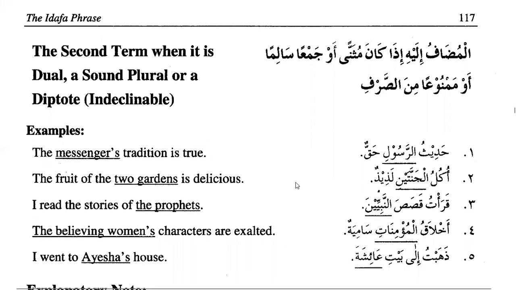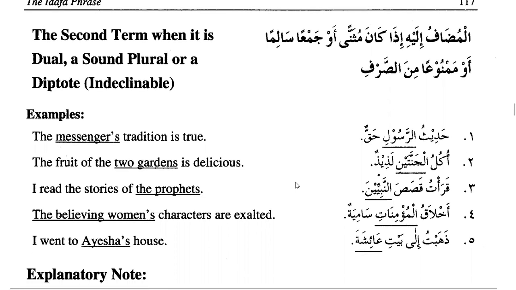The second term, when it is dual, a sound plural or a diptote. Al-mudafu ilayhi idha kana musanna aw jam'an saliman aw mamnu'an minas sarf. For the examples: the messenger's tradition is true. Hadithur rasuli haqqun. The fruit of the two gardens is delicious. Ukulu jannataini lazizun.